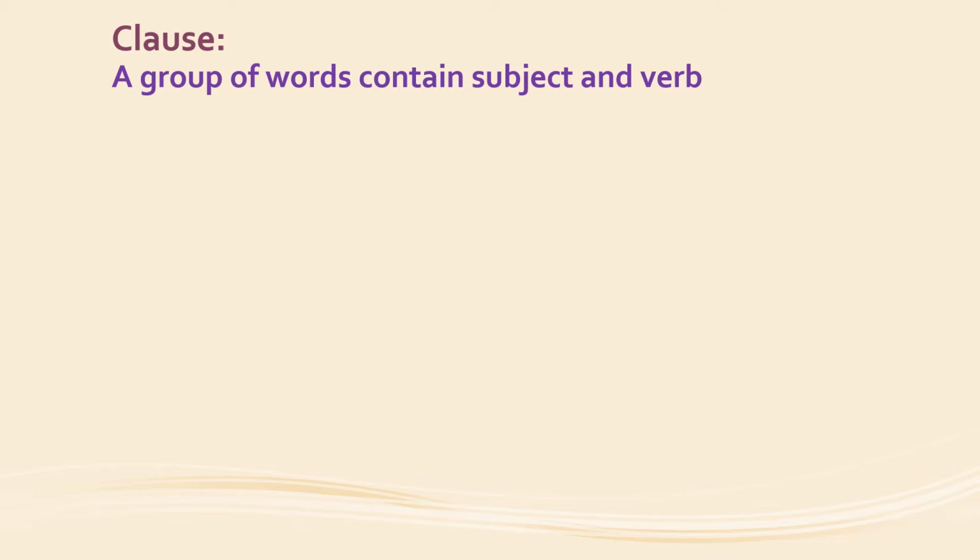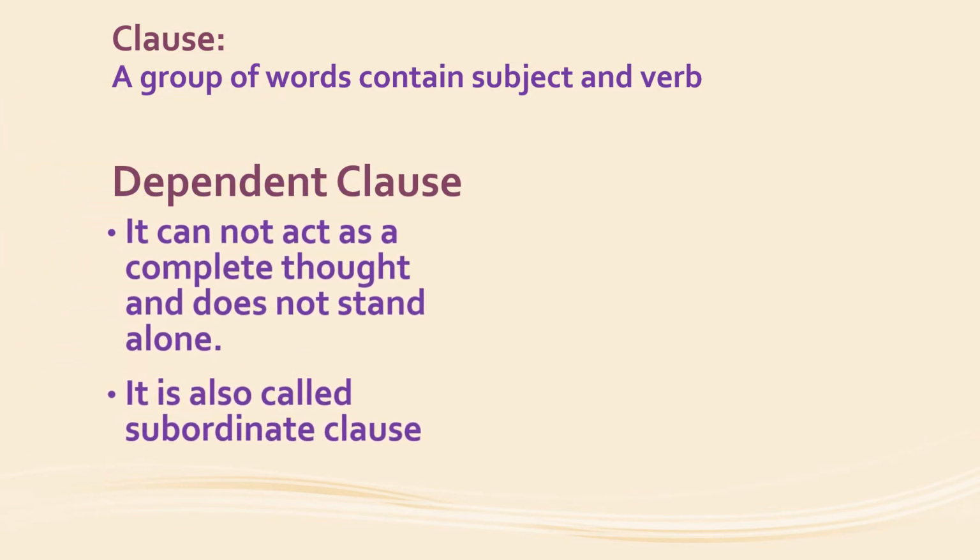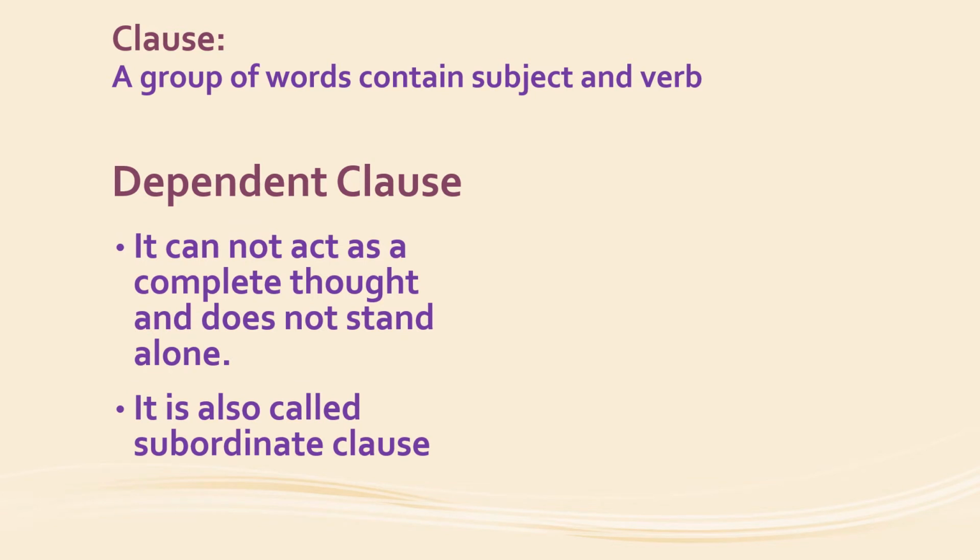A clause is a group of words that contain subject and verb. There are two types of clauses. The first one is dependent clause. What is a dependent clause? It cannot act as a complete thought and does not stand alone. It is also called subordinate clause. Now, the dependent clause does not act as a complete thought and it does not stand alone. If it is written separately without an independent clause, it does not give you any meaning.